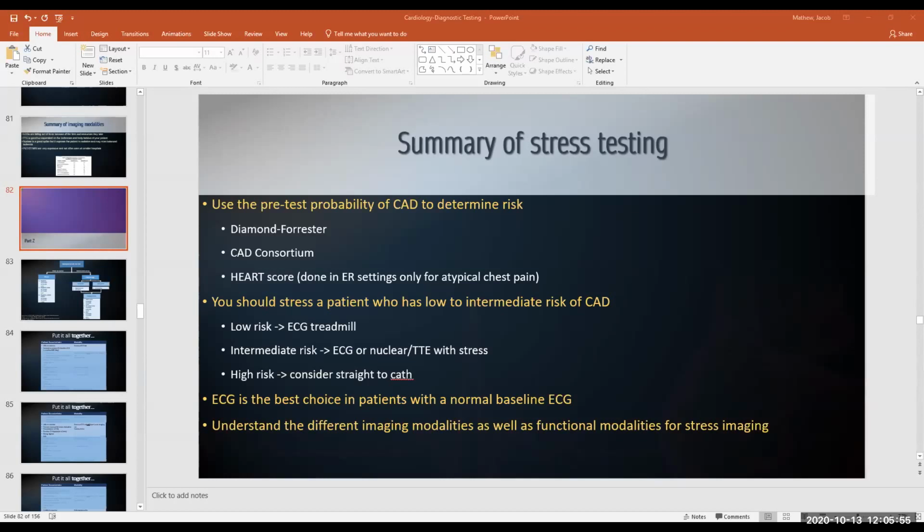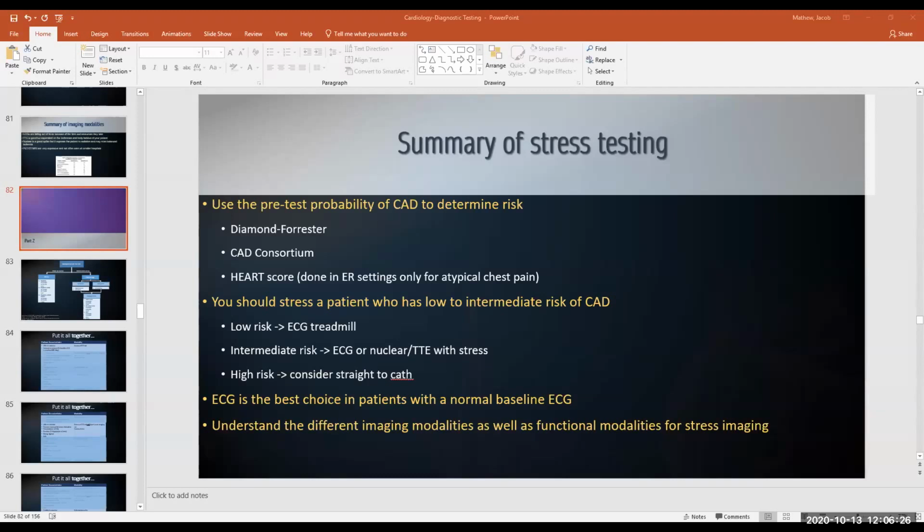If they're low risk, we're going to stick to the ECG treadmill. If they're intermediate, that's where you can bring in the nuclear and even the echocardiogram modalities. If they're high risk, you're going to consider going straight to cath unless they have an atypical presentation such as shortness of breath or dyspnea on exertion. I guess I shouldn't say atypical, I would say non-specific or not specifically cardiac symptoms. And that's when you might want to still go to stress imaging, not necessarily the cath, because it could be maybe their pulmonary or their lungs that are the source of their symptoms.